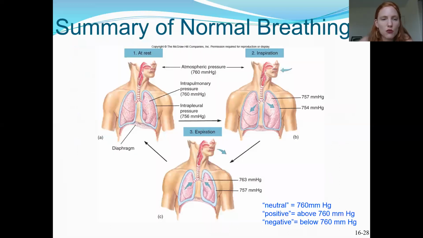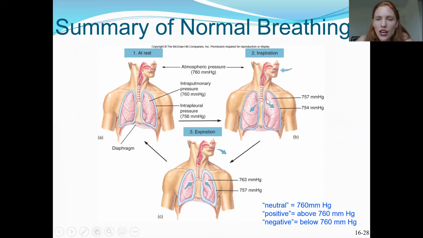Okay, so let's go through real quick one time. So here we are at rest. No air in or out. It's like equilibrium. So remember we're talking about diffusion, the same kind of idea. The pressures are the same, so there's no drive to go anywhere.